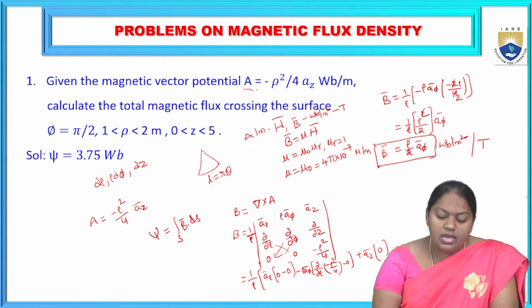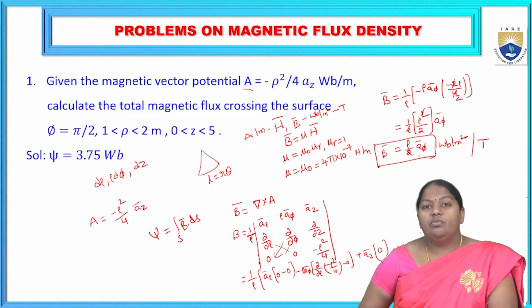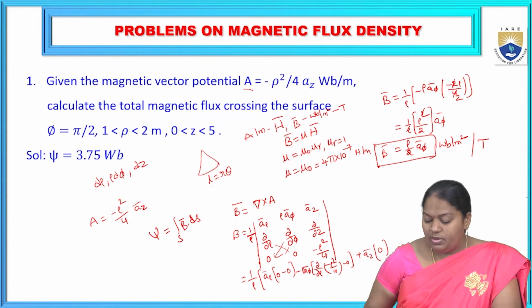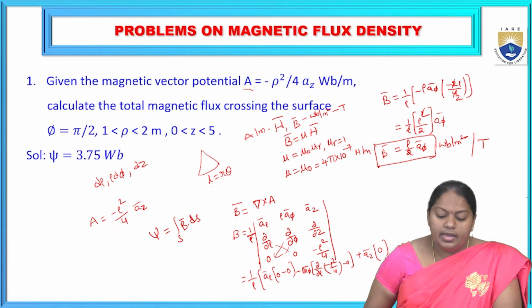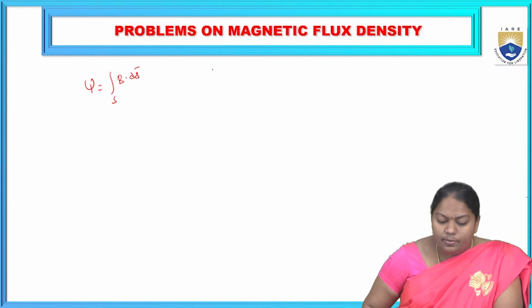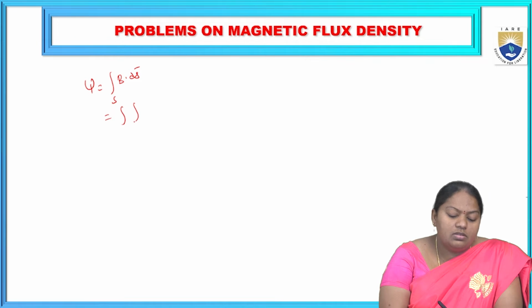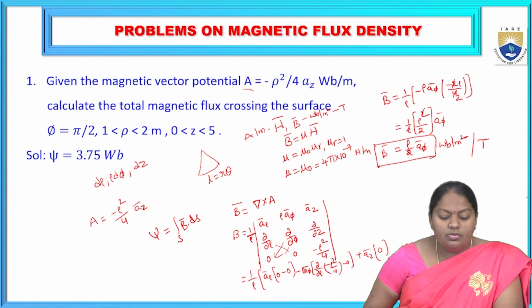So from the given A, minus rho square by 4 into a z, we will evaluate the expression for magnetic flux density, and it will be B equal to rho by 2 into a phi Weber per meter square, or Tesla can be obtained. Now from this, we are going to evaluate the flux which is crossing through that surface. Hence the formula is psi is equal to integral over S of B dot dS. So here, for the rho z plane, we are supposed to integrate, and integration is considered with respect to the two components. So that will be given here.